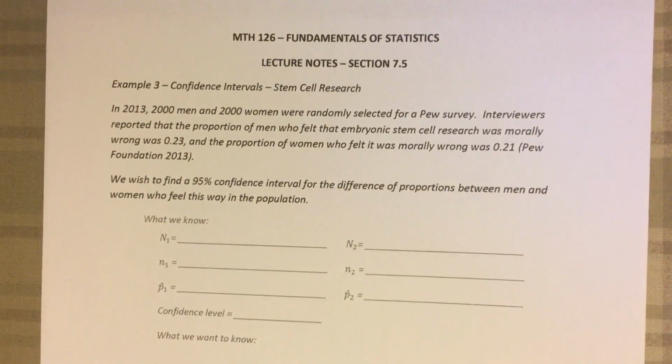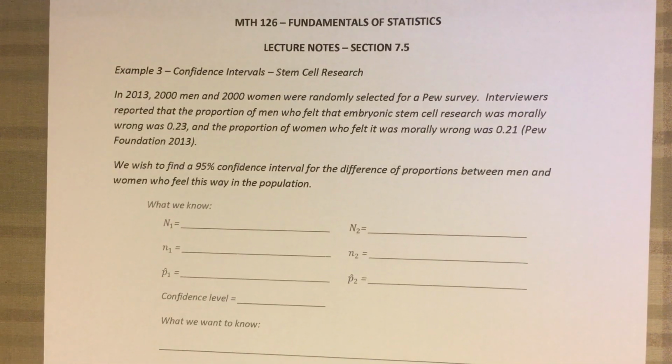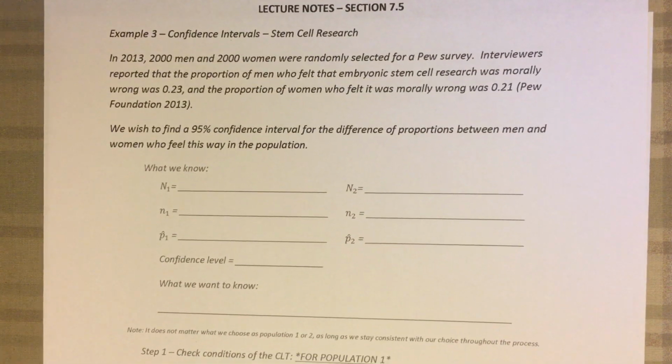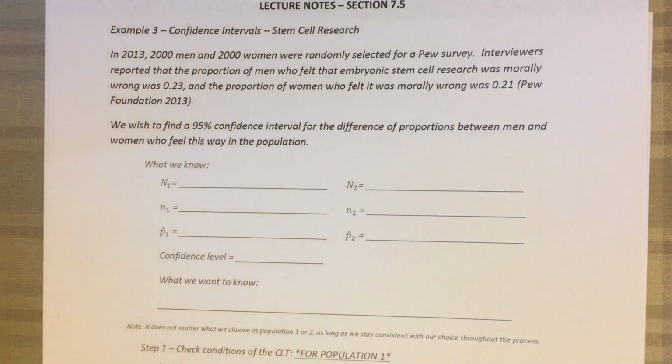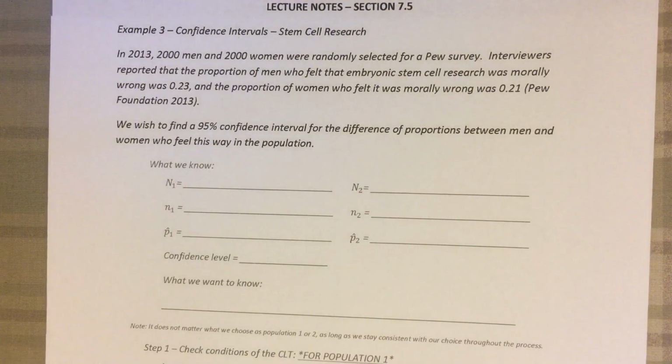All right, so example 3 for this section is going to be the first one where we're going to walk through this process, instead of just being given the information and asked to make an interpretation. So in 2013, 2,000 men and 2,000 women were randomly selected for a Pew survey. Interviewers reported that the proportion of men who felt that embryonic stem cell research was morally wrong was 23%, and the proportion of women who felt it was wrong was 21%. We wish to find a 95% confidence interval for the difference of proportions between men and women who feel this way in the population.